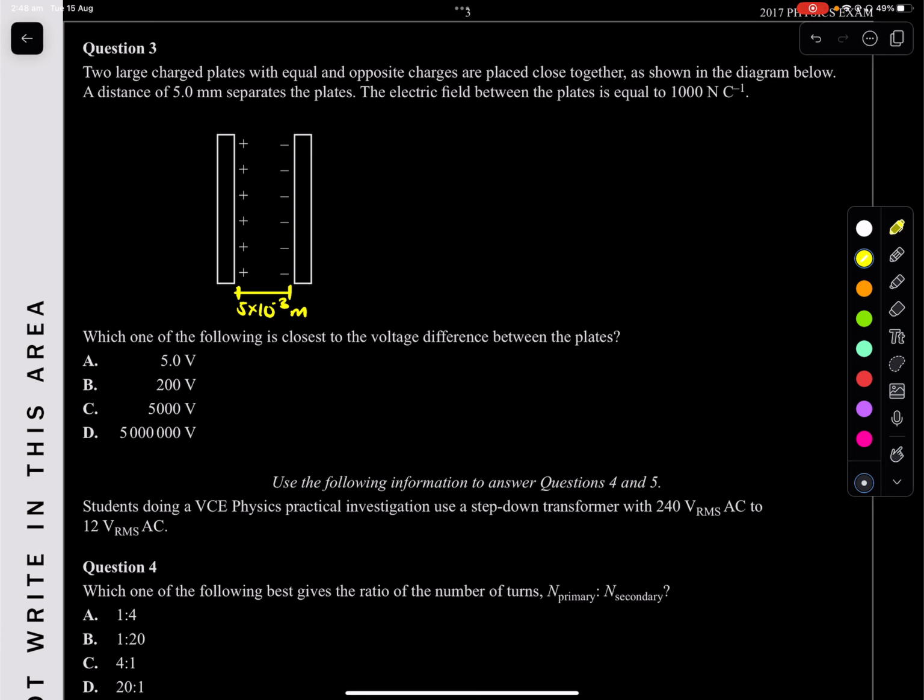Okay, this is the formula. We know voltage is equal to ED. What is our electrical field? It's 1000. What's our distance? It's 5 times 10 to the negative 3. Multiplying these together, we get 5 volts. A is your answer.